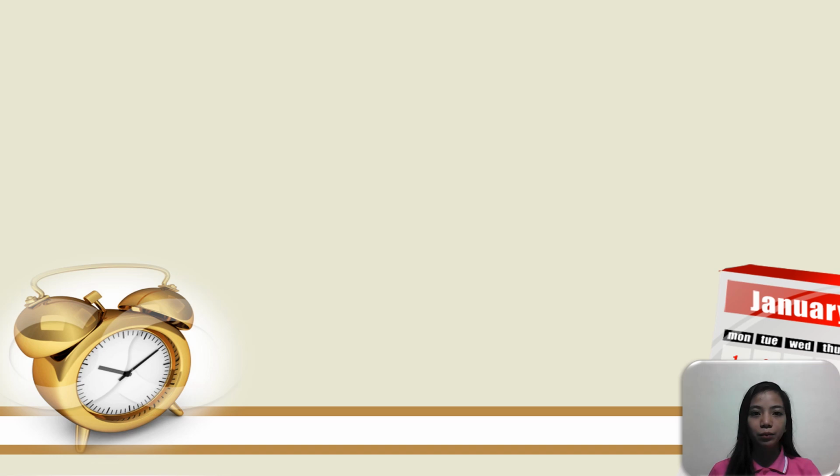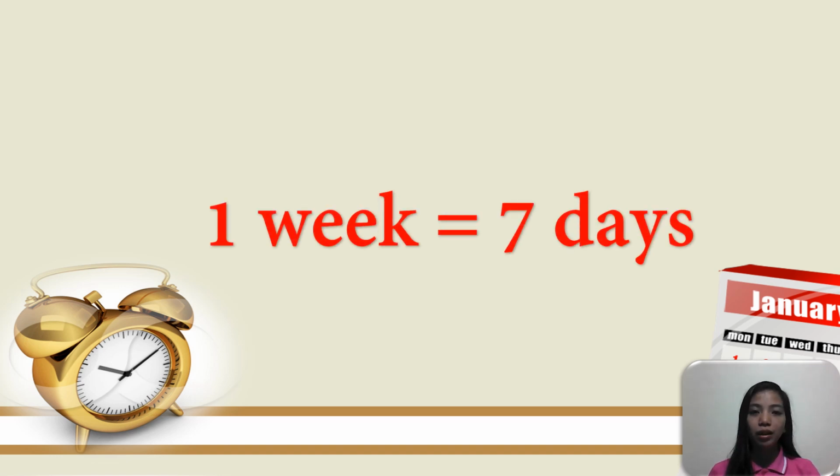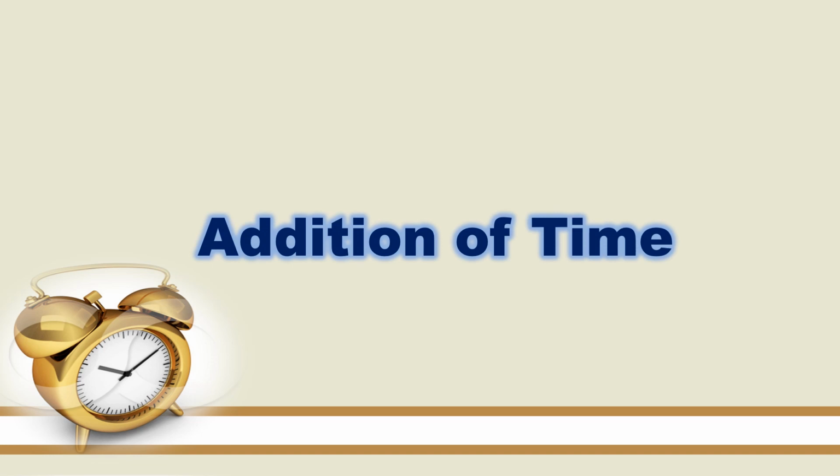Remember that 1 week is equal to 7 days. Again, 1 week is equal to 7 days. Those are Monday, Tuesday, Wednesday, Thursday, Friday, Saturday, and Sunday. Addition of time.